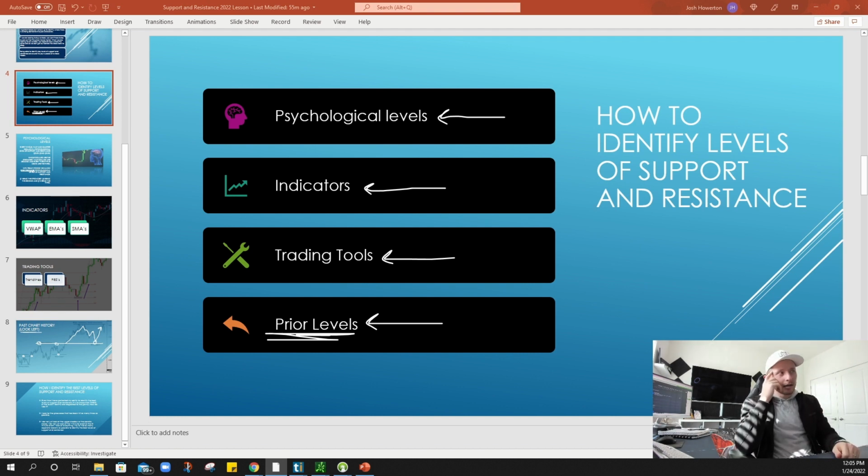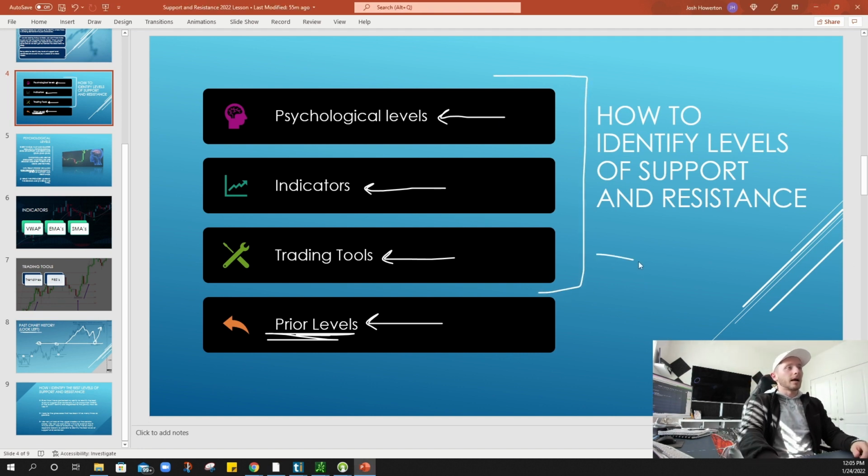And I'm like, all right, let's whip out those trading tools. We'll have a trading tool that lines up with one of these levels. Let's bring out some indicators. Do I have an indicator that lines up with one of these levels? Because again, the trading tools are easy. Indicators are easy. Psychological levels are easy, right? Do any of these three right here line up with one of these? If so, you're making that level stronger.